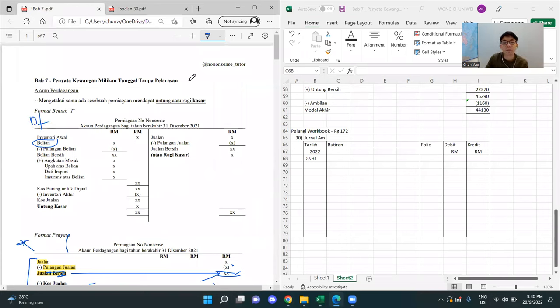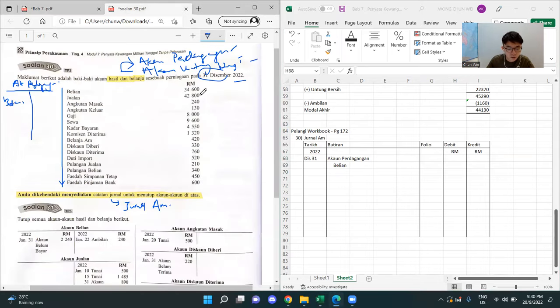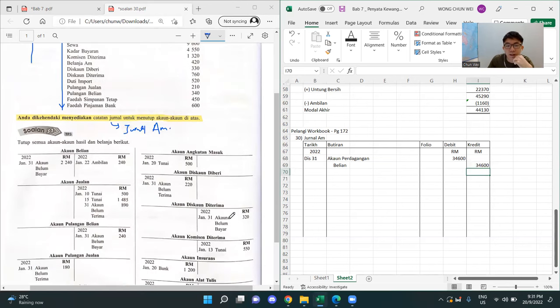So what does it mean? Does it mean that kita debit bullion? No. If you still remember how to do the ledger, we look at the title here. If bullion is under the debit side of this title, meaning kita have to debit our account perdagangan, and then we have to credit our bullion. This is how you record. So how much? Bullion is 34,600. So debit and credit 34,600.